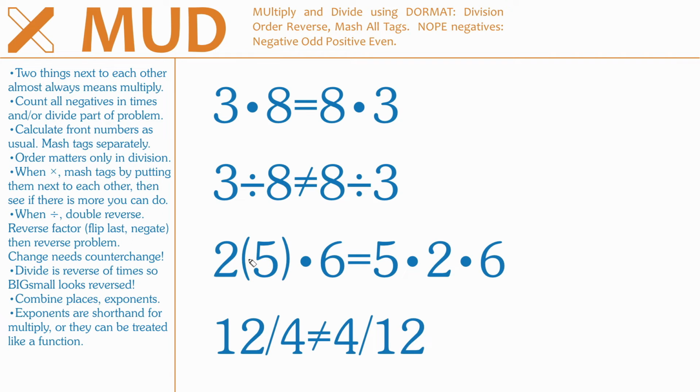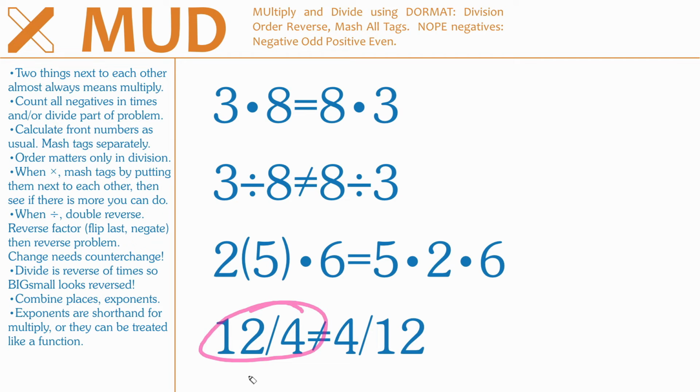Down here, 2 times 5 times 6 equals 5 times 2 times 6, or 6 times 2 times 5, or 6 times 5 times 2. Whatever order you want to put them in. Doesn't matter, because I'm always going to get 10 times 6, 60. No matter what order, you're always going to get 60. Punch them into your calculator, any order you want, you always get 60.